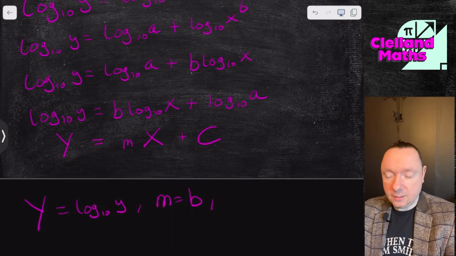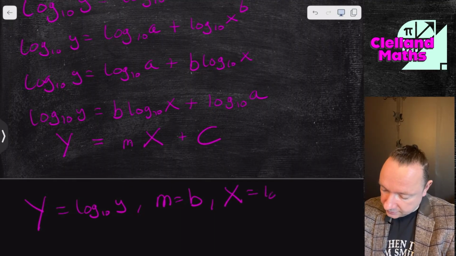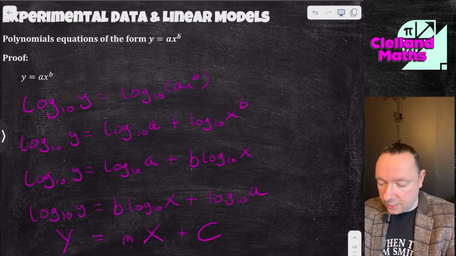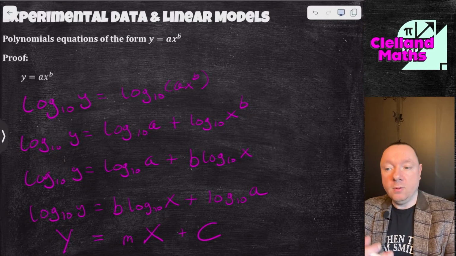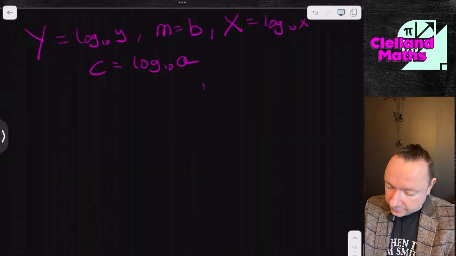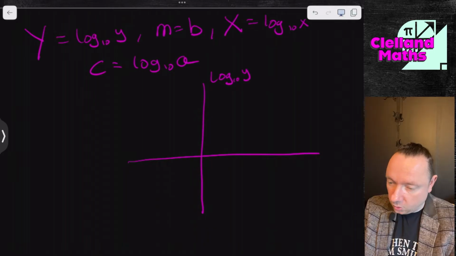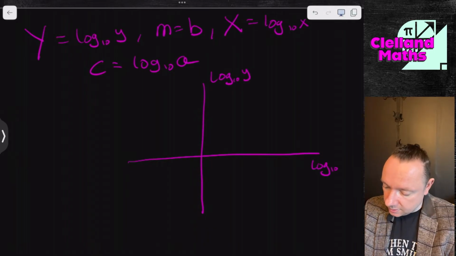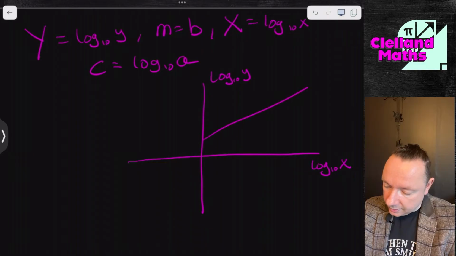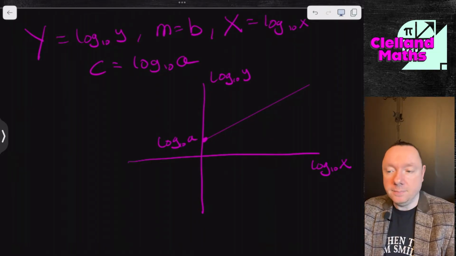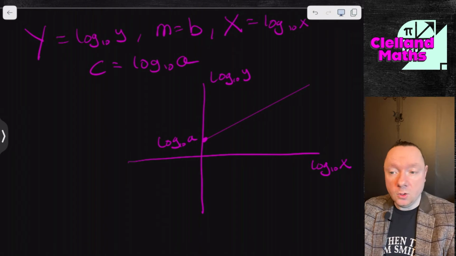And our X is log base 10 x, and our C is log base 10 a. So if we're taking our original graph y equals ax to the b and drawing it normally, we would get an exponential curve. But if we changed the axes to log y, any log, but we'll use base 10 for this, and log x, we would get a straight line. And C is where it cuts the y-axis, so that would be log base 10 of a, and the gradient would be some b. Okay, so that's what we're going to do when we do exponential data.